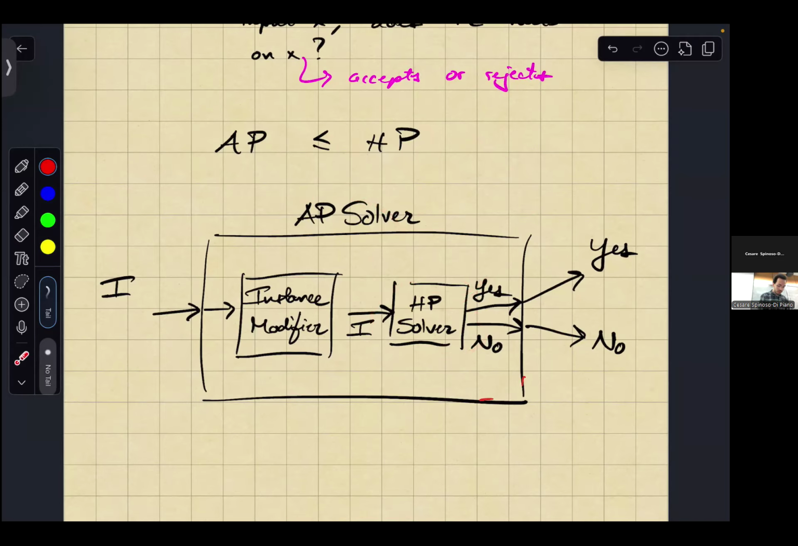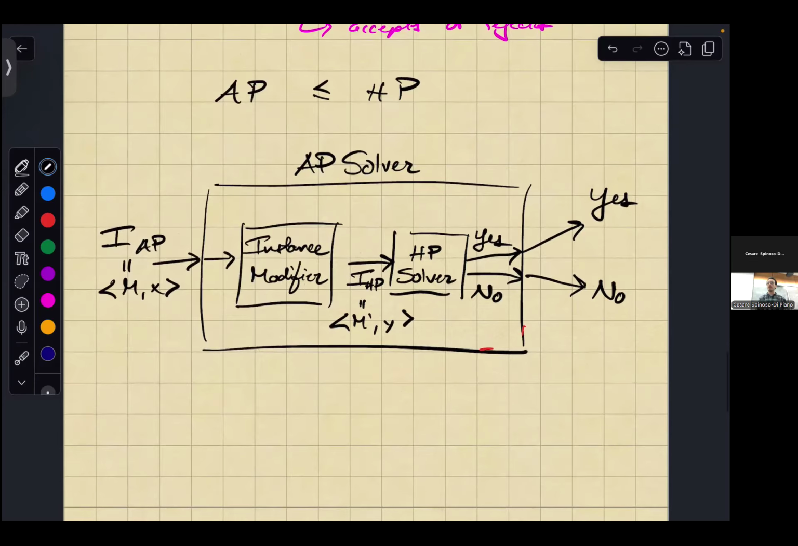Okay, so how am I going to do this? Now I have an instance of the AP problem as the input. That's a Turing machine M and an input X. And the instance of the HP problem is going to be another Turing machine M prime and some input Y.